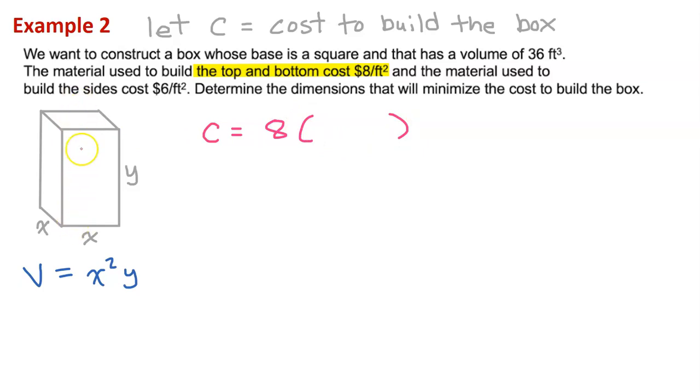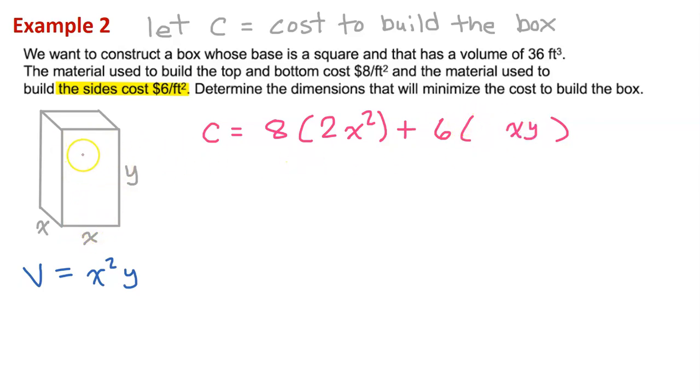Since the top and the bottom are both squares, the top and the bottom both have an area of x squared. Since there are two of them, then the total area will be 2x squared. So this is an expression for the cost of the top and the bottom of this box. Now we need to add on the cost of the sides. We are told that the sides cost $6 per square foot. So it's going to be $6 times the total area for all the sides. If you look at one side, like this side in the front, the area is x times y.